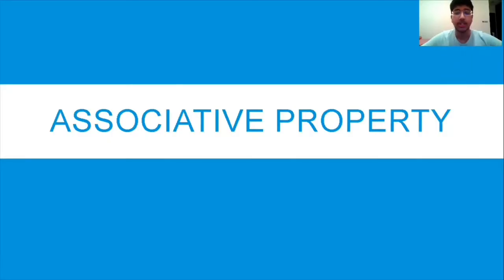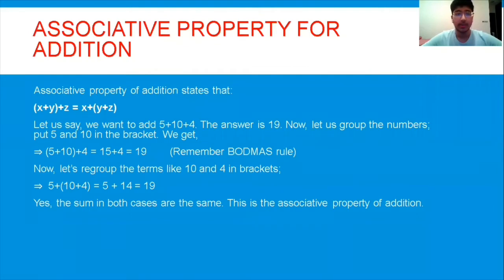Hello students, today we are going to be learning the associative property of addition and multiplication and why the associative property does not hold good for subtraction and division. Associative property for addition. The rule states that (x + y) + z is equal to x + (y + z).